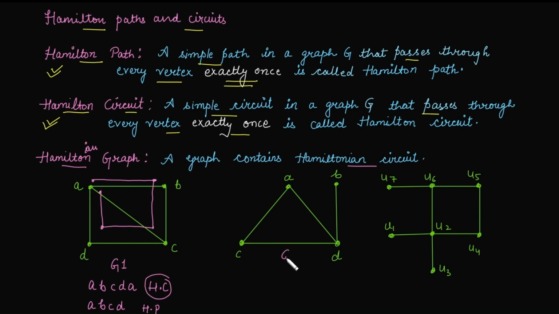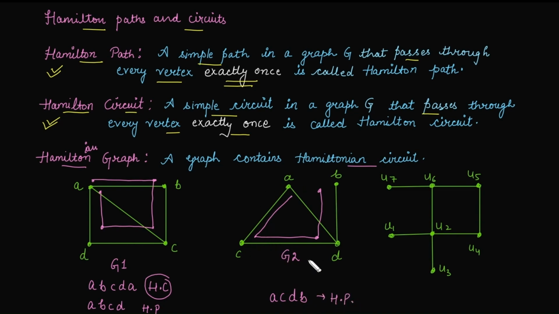Moving towards graph 2. In this graph, can you cover each and every vertex exactly once? Let's start from the vertex A. From A, we can move to the vertex C, C to D, and D to B. So A, C, D, B. The end points are different and we can cover each and every vertex, which means this is a Hamilton path.